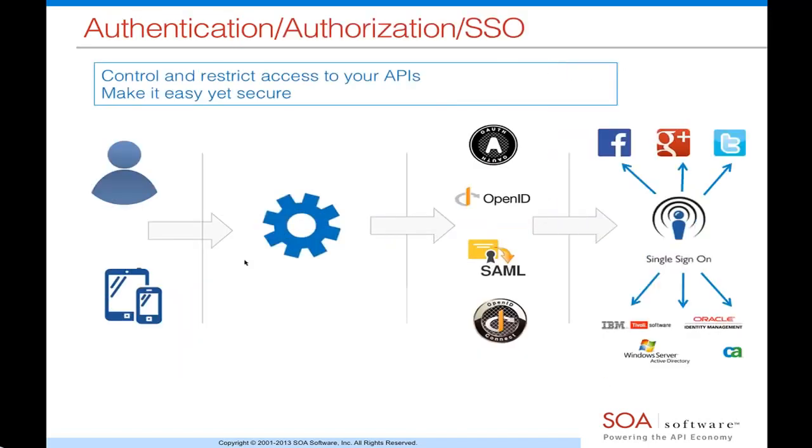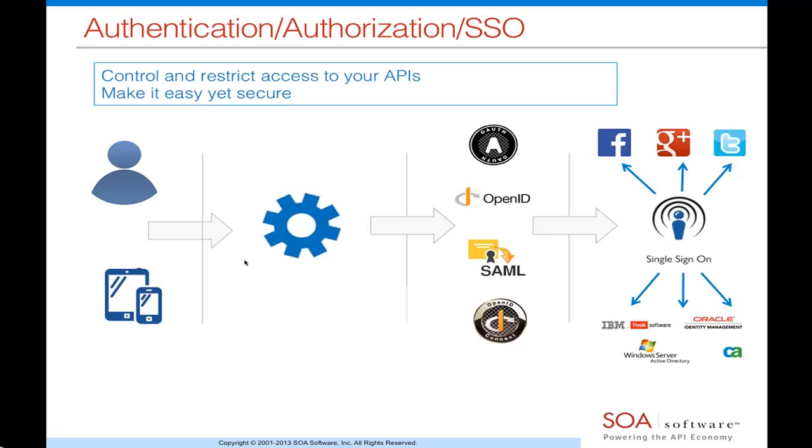The first one is authentication and authorization, which is essentially single sign-on. You control and restrict access to your APIs based on the user who's accessing it. For the end user, the consumer who's accessing the app, you need to first authenticate, which is validate the identity of that user. And second, authorize whether that user has access to the data or resources that he or she is trying to access.